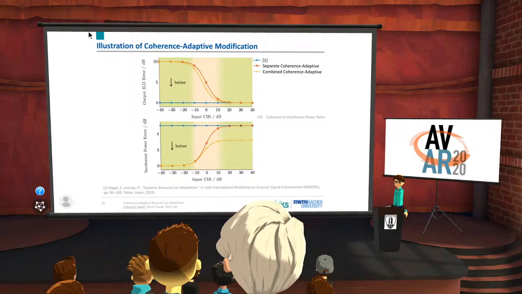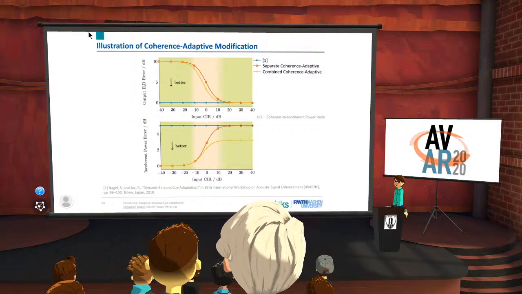So the input coherent to incoherent ratio on the x-axis is not actually stationary, but it's changing all the time in the signal. So maybe if you have a speech onset, then you are somewhere on the right and you need to modify the direction. And if you then have later something that's maybe reverberation or ambient noise, then you want to preserve that, and then you're on the left. So the algorithm is constantly tracking this coherent to incoherent ratio, and the operation mode is constantly moving on the x-axis.